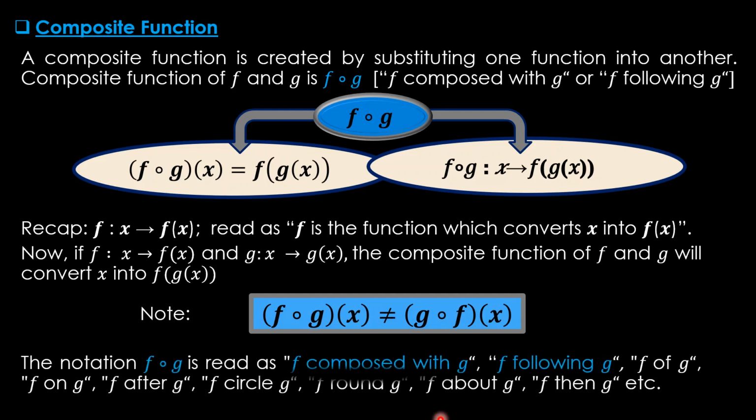The notation f composite g is read as f composed with g, or f following g, or f of g, f on g, f after g, f circle g, f round g, f about g, f then g, etc. These are just different names, but we usually read this as f composed with g. This is the most common name.